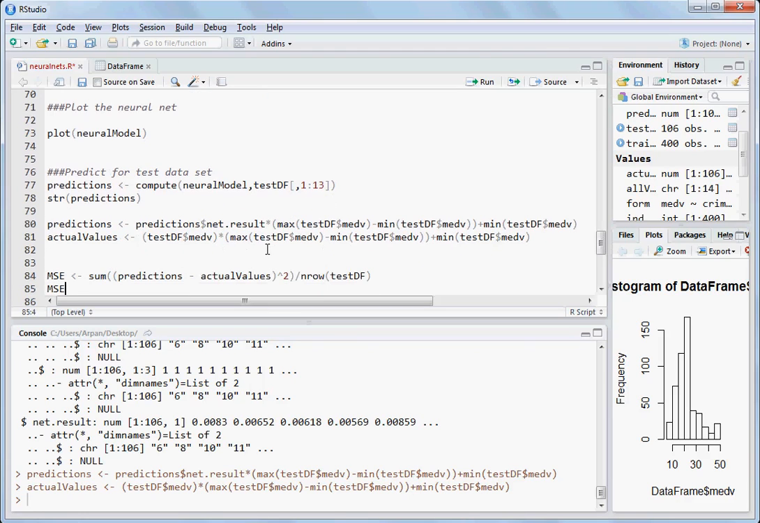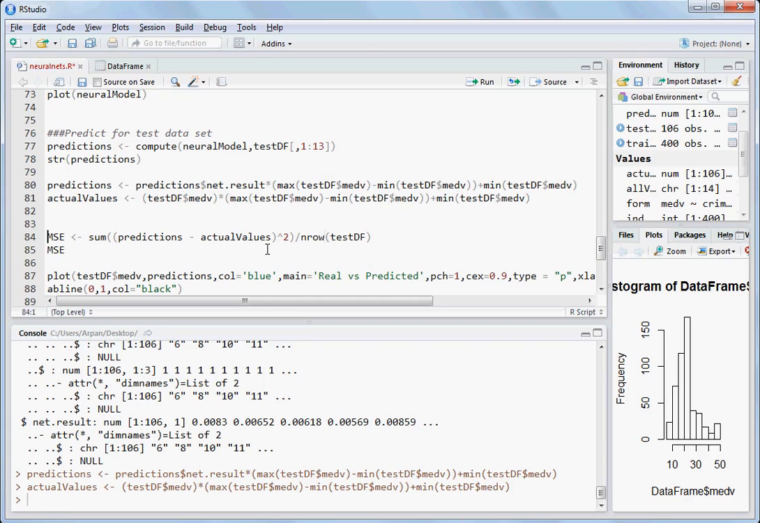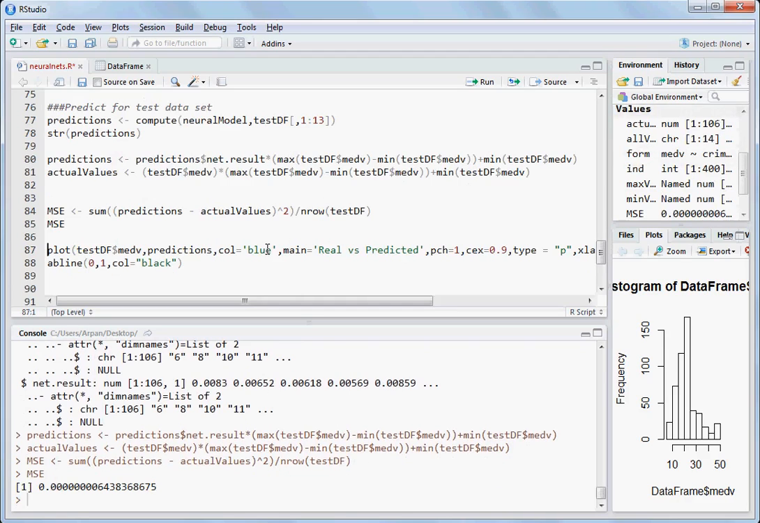You can pause the video sometime in between and note it down. So you can find the mean squared error like this: sum of prediction minus actual values squared, divided by the total number of rows of the test data frame. So you get the mean squared error here. That is quite small, almost zero. So the neural network is fitting very well on this data set and its predicted values are almost the same as each of the actual values of medv.